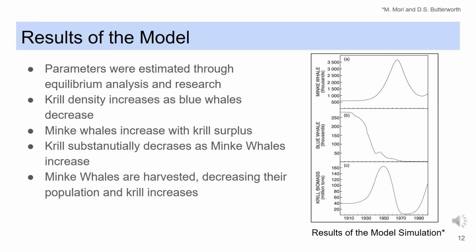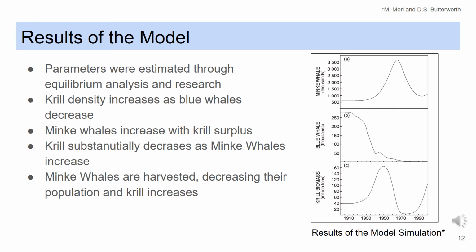As the blue whales are harvested, the krill surplus increases rapidly, just as we would suspect. With this increase, we see that the minke whale population also increases. This is due to the krill surplus and being able to consume more food. Directly after the large increase in minke whale population, the krill biomass plummets. This goes back to what I mentioned at the beginning of the presentation, a bottom-up food chain.